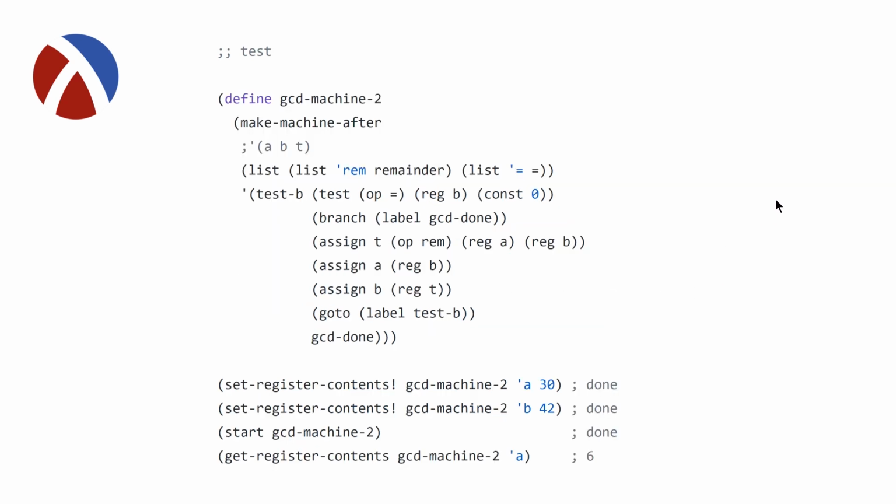I tested this with the GCD example, so I named it GCD machine 2, and basically here, instead of using make machine, we're using make machine after and just commenting out a, b, t. And sure enough, if you run the tests that are in the textbook, you're going to get the exact same result as before. I believe I actually changed the values to 30 and 42 because those were the values that we used in our previous pre-recording of 5.1.